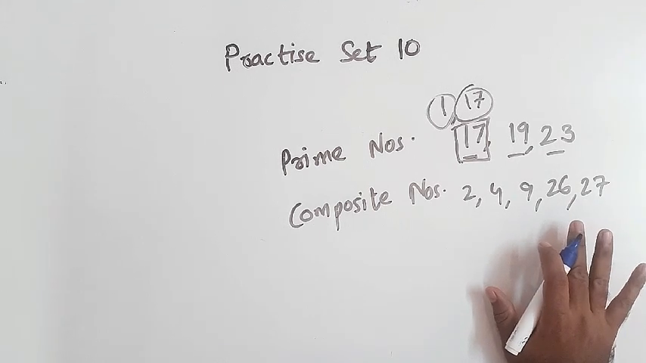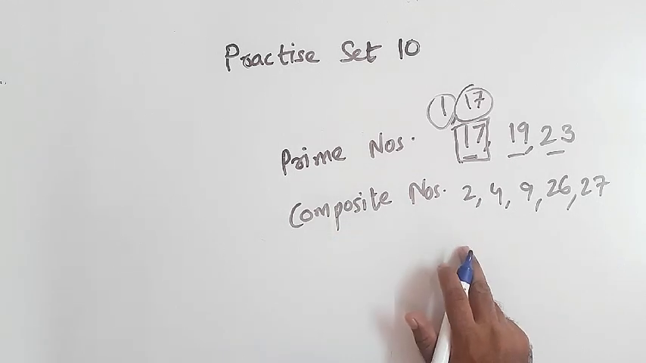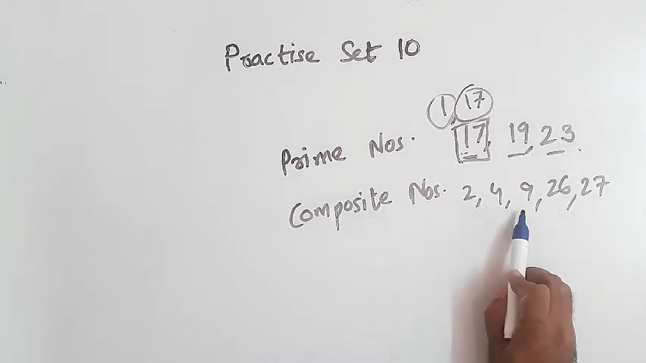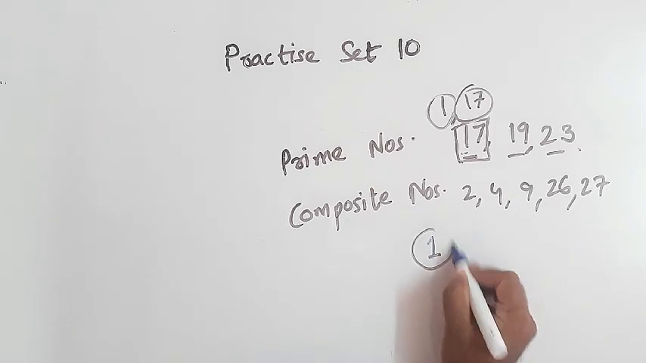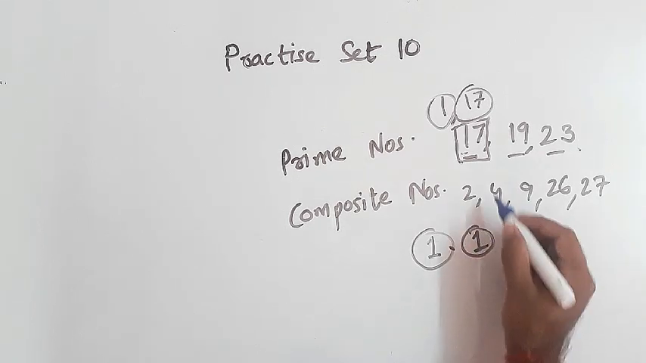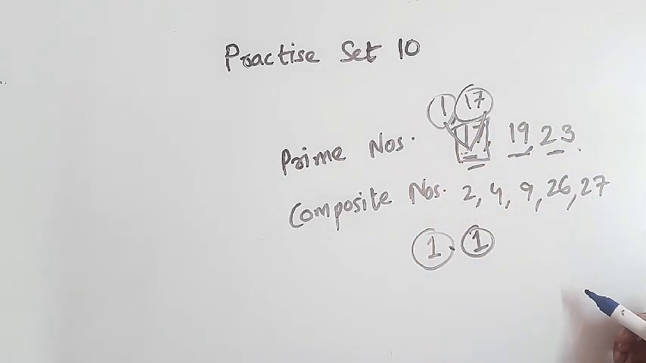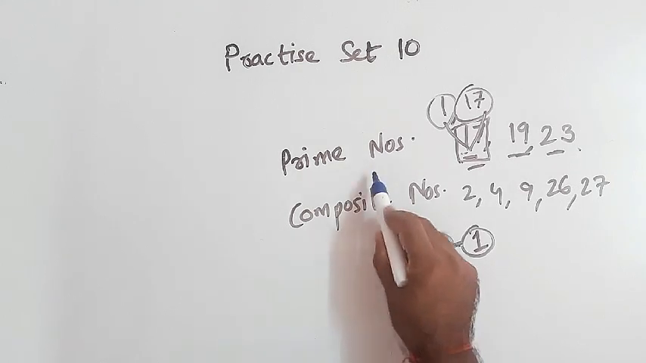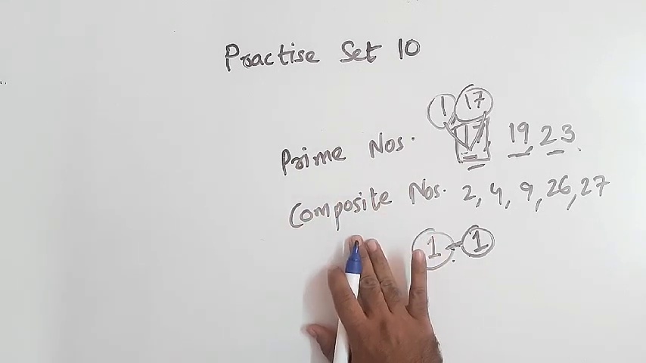Understood? Now there is only one number which I cannot place under prime numbers and I cannot place under composite numbers. The number is 1. Why? Because it comes only in the table of 1. Other numbers come in two tables, 1 and itself, but 1 comes in only one table. That is why 1 is neither prime nor composite. Understood what prime numbers and composite numbers are?